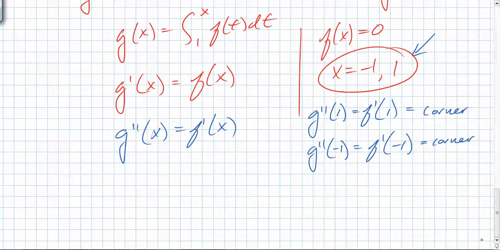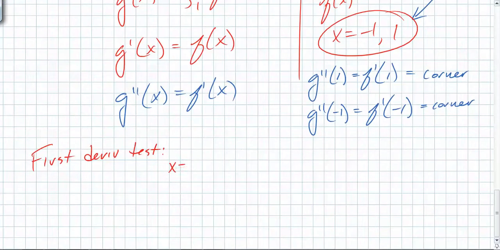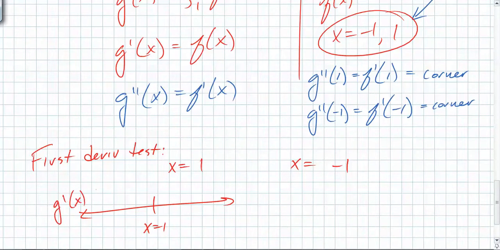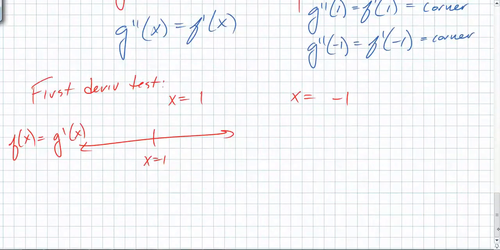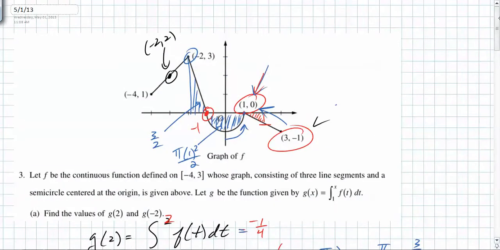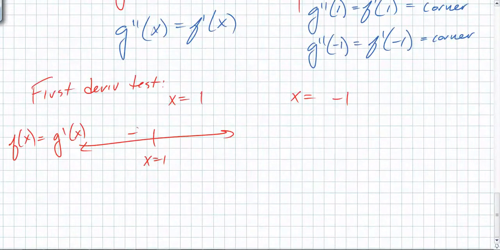So look. If we do the first derivative test, values x equals 1 and x equals -1. At x equals 1, we need to look at g prime of x, right? But what is g prime of x? That is f of x, right? So we need the sign of f of x. The function is negative to the left of 1, and immediately on the other side, what is it? Negative. So at 1, it's negative here, and it's negative there, right?